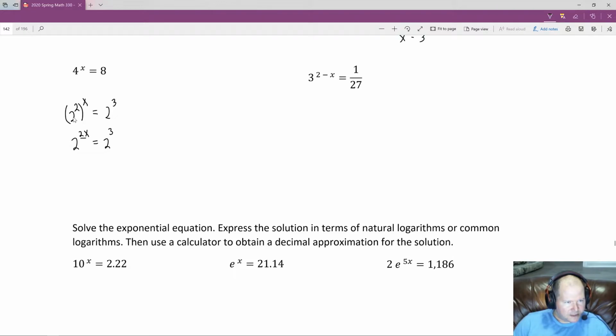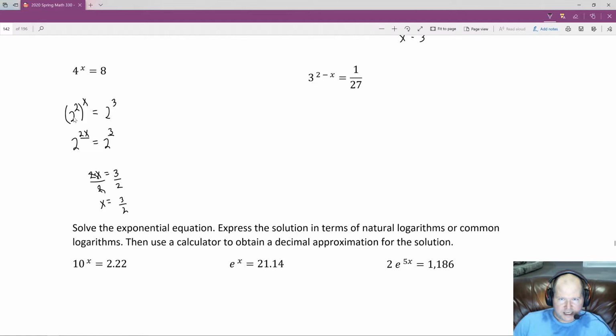So what we know now is that 2x must be equal to 3. So what we would have is 2x is equal to 3. Then we divide both sides by 2 to undo the multiplication there. Divide by 2, divide by 2. And therefore, x must be equal to 3 over 2.